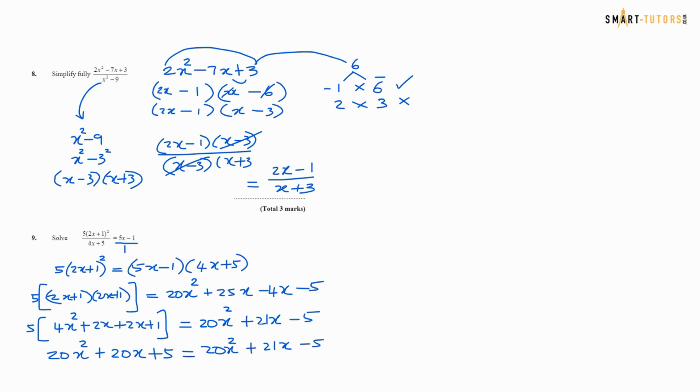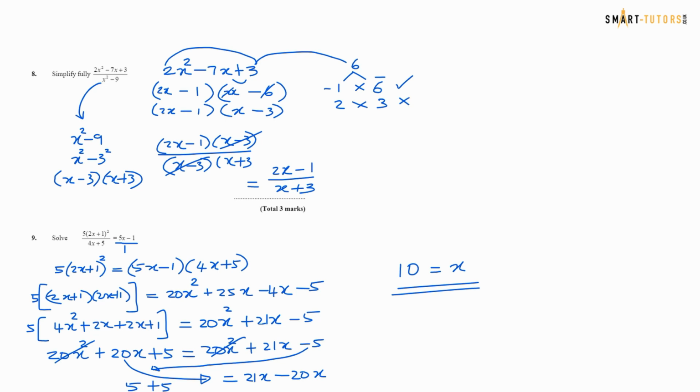If I bring everything to one side, 20x squared cancels. So 20x coming to this side becomes minus 20x. So 21x minus 20x, minus 5 going to the other side, is 5 already there. So the minus 5 going to the other side is plus 5. So 10 equals 21x take away 20x, which equals x. So the answer is x equals 10.